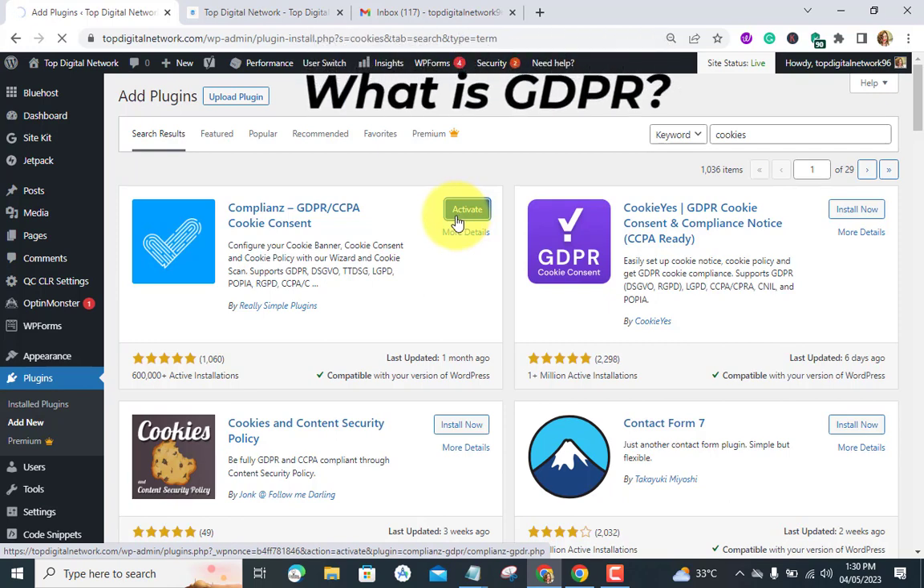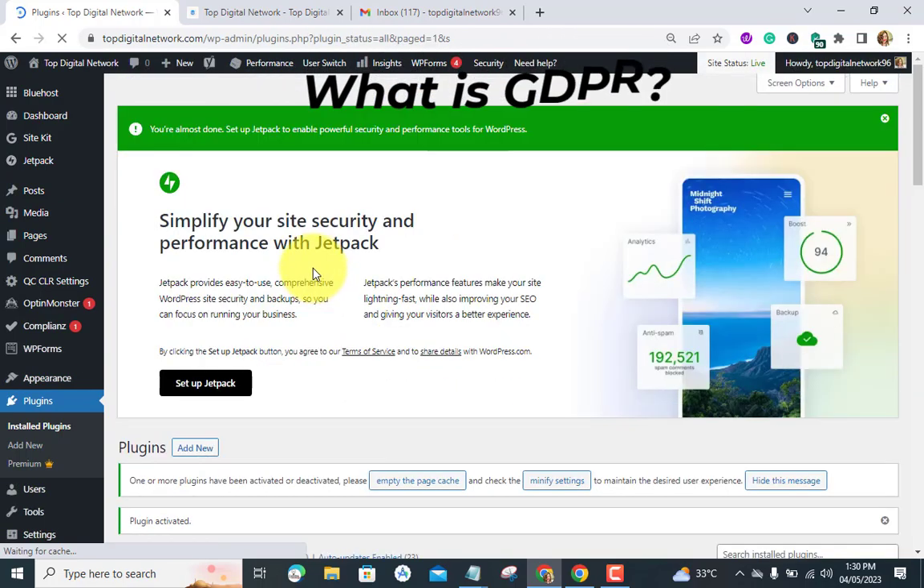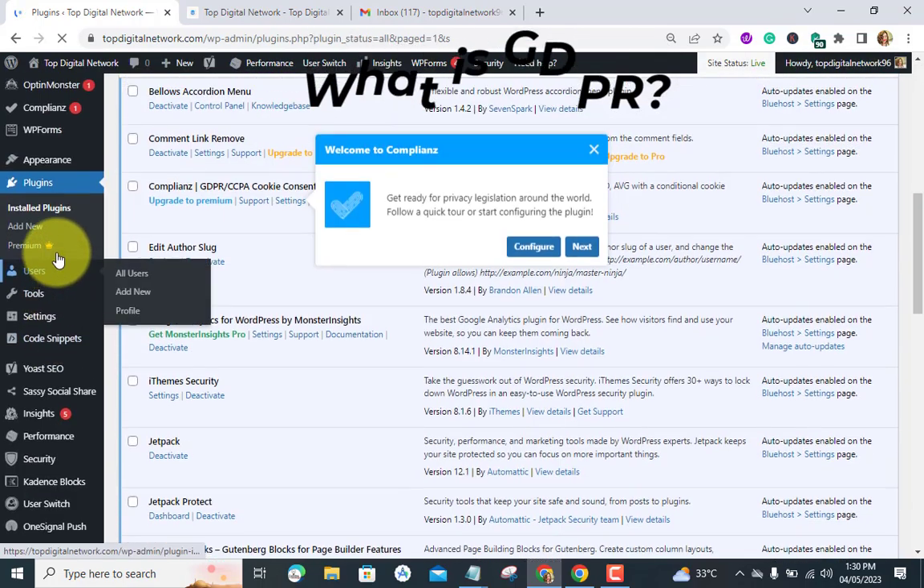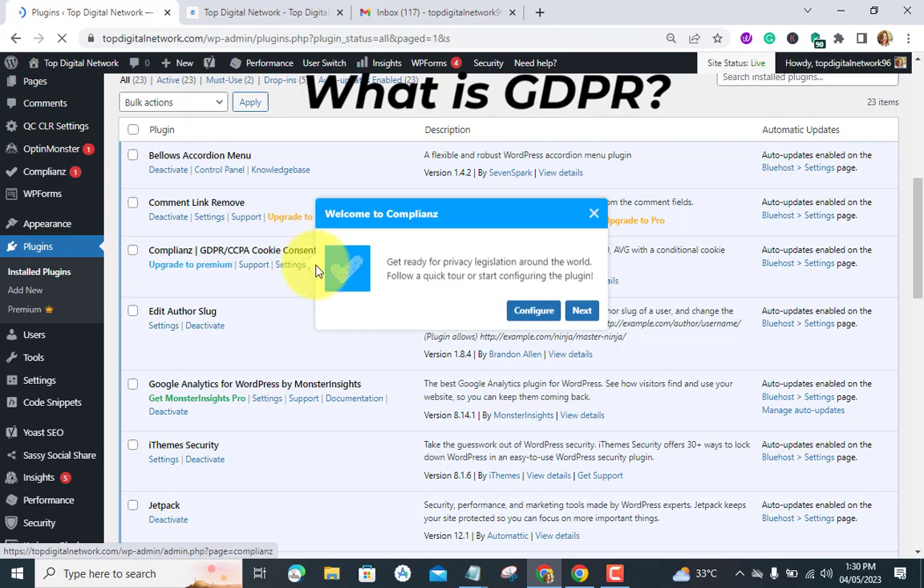The GDPR applies to all organizations that process personal data of EU citizens, regardless of where the organization is located. This includes businesses, non-profits, and government agencies. Organizations that fail to comply with the GDPR can face significant fines and penalties.